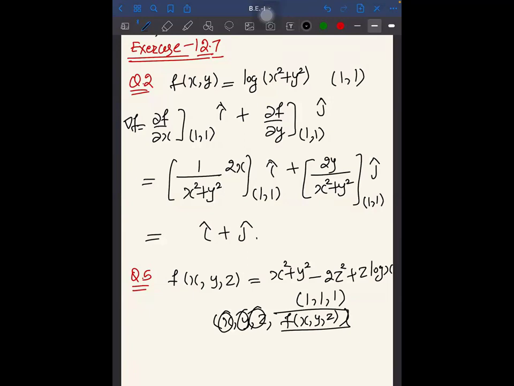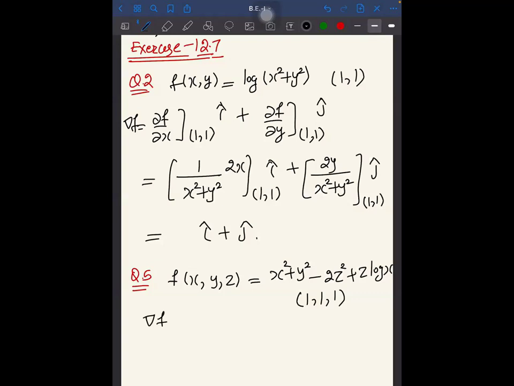3 components, right? Earlier we used to have 2 components because we used to have a 3D function. Now we have a 4D function. So we can't plot it, but we can calculate it. We'll extend our ideas and associate another component with it.